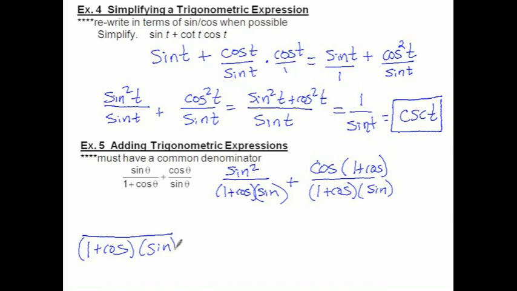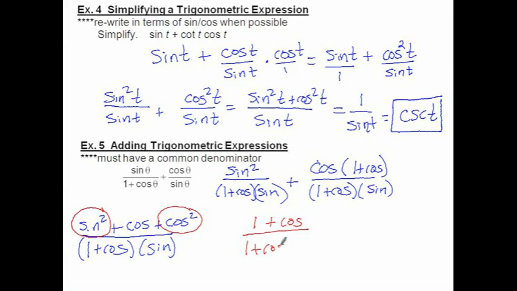I'm going to go ahead and leave that right there for right now until we get that numerator simplified. Sine squared plus, now we want to distribute that, cosine, and cosine times cosine is cosine squared. Now we know from everything that we've been doing is sine squared plus cosine squared would go to just 1. So my numerator just goes to 1 plus cosine. My denominator is still the same.